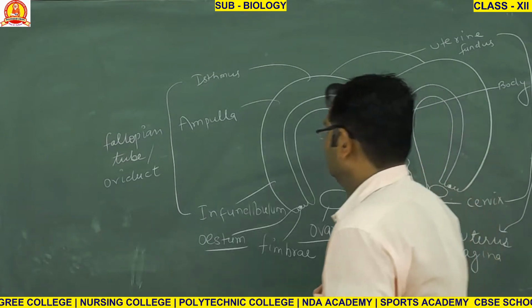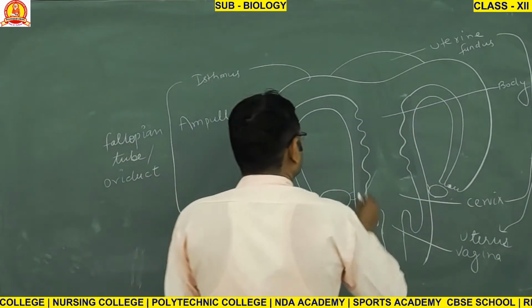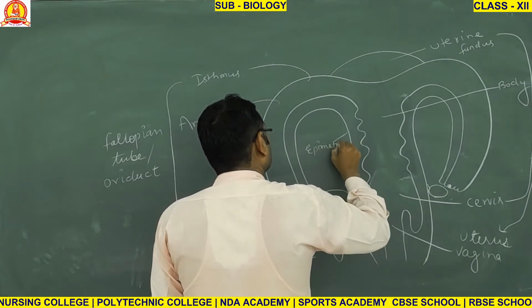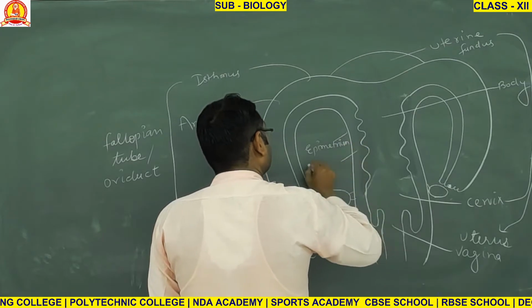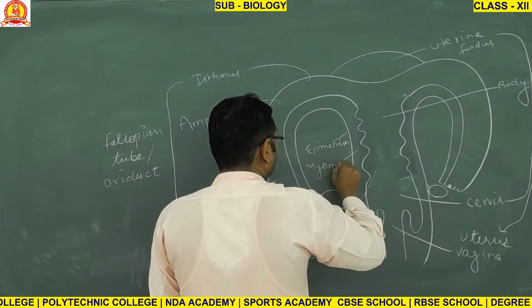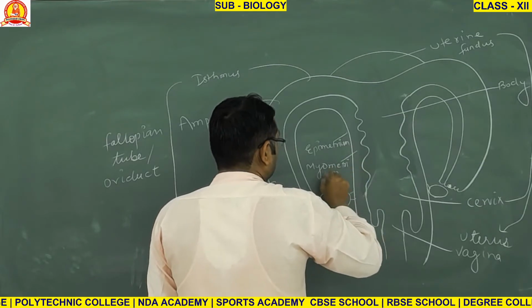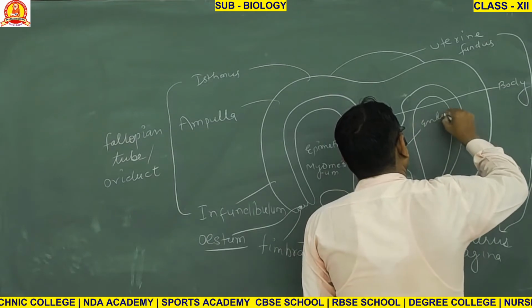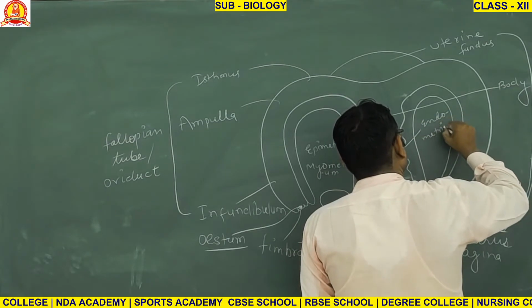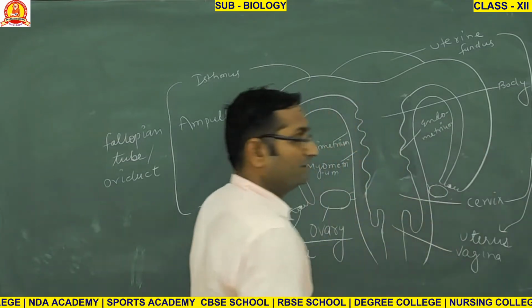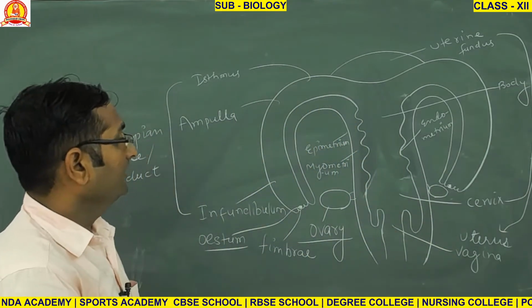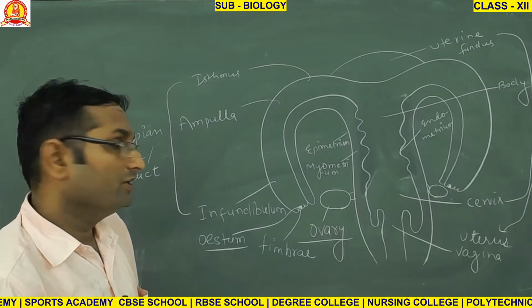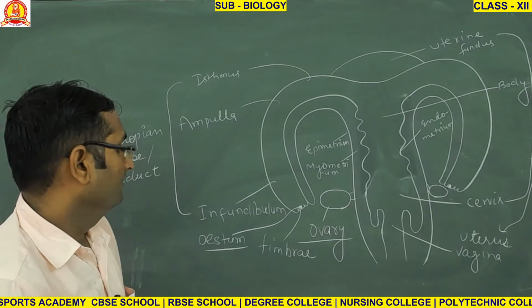Vagina. Then after this, epimetrium, myometrium and endometrium. These are the three layers of uterus.